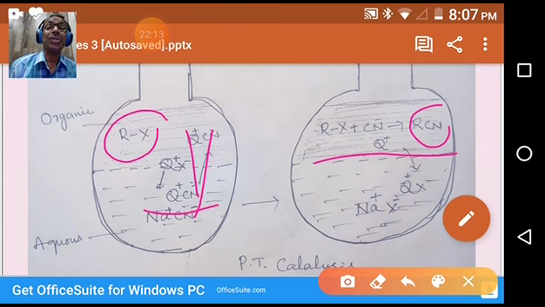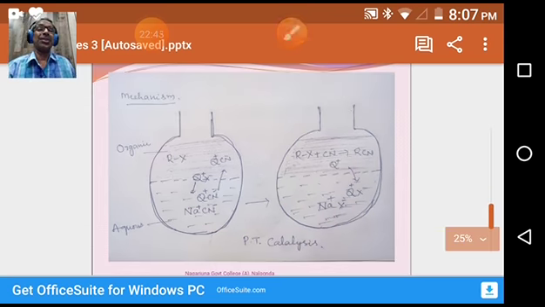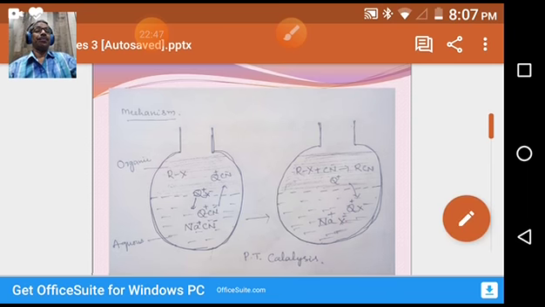So what is the function of this reagent? The function of the phase transfer catalytic reagent is the migration of the ionic reagent from the aqueous phase to the organic phase, where the reaction is to occur. Then the reaction proceeds and gives the products. So this is the phase transfer catalysis mechanism. I think you understood. Coming to the next slide.